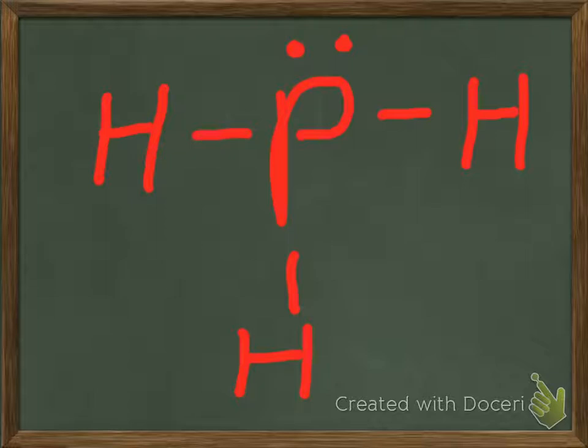For our purposes, when figuring out the shape or the geometry of an atom, what I'm focused on is the electrons around the central atom. So I really don't care about the electrons on the outside. If this was, let's say, chlorine instead of hydrogen, and I had 3 chlorines bonded to phosphorus, all with a single bond, and the chlorines had other electrons around them, I'm not worried about those. I'm only worried about the electrons around the central atom.